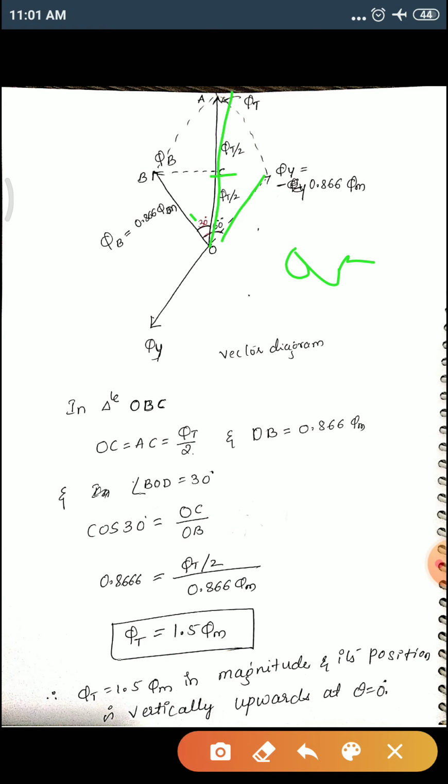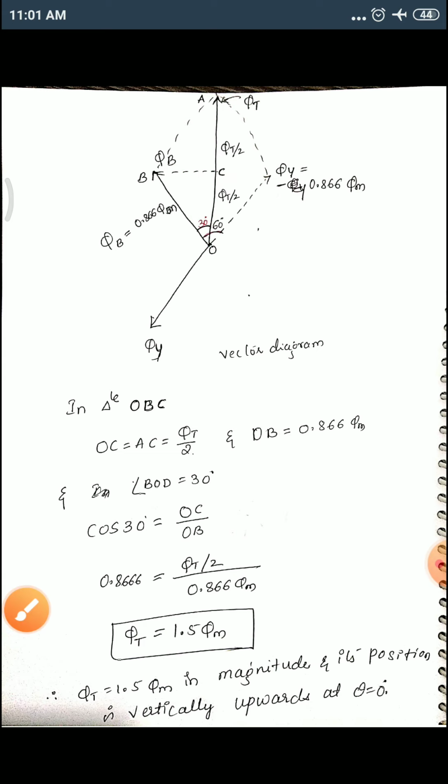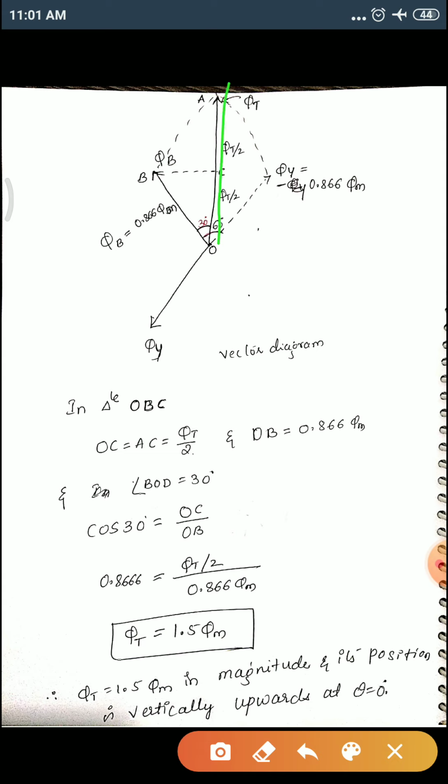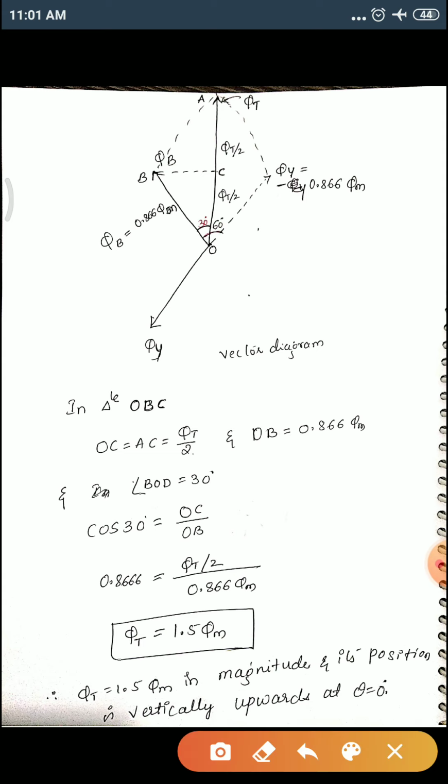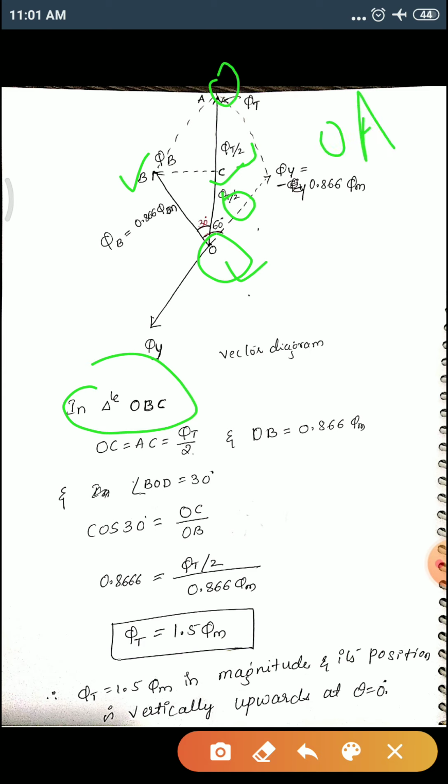Then again, what you have to do is extend a line AB perpendicular to this line OT, phi t. So for phi t, if you extend this perpendicular line, then it looks like phi t by 2 is this much. So in this triangle OBC, mention this as O, it is A. OA is nothing but your phi t.